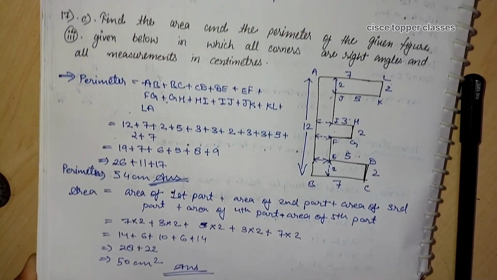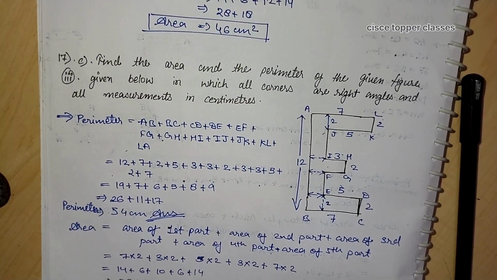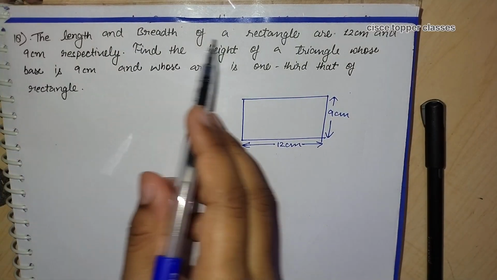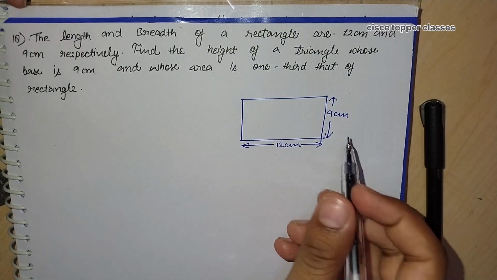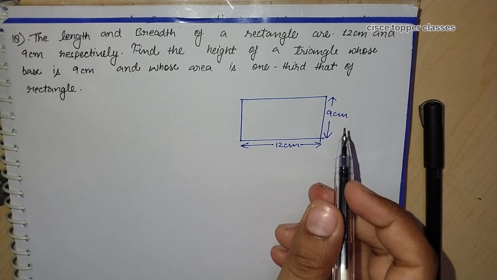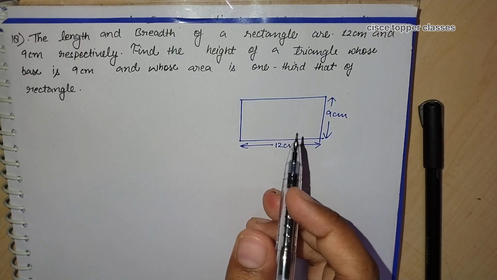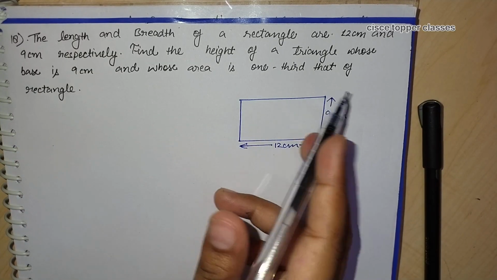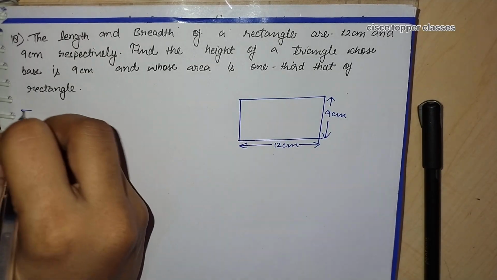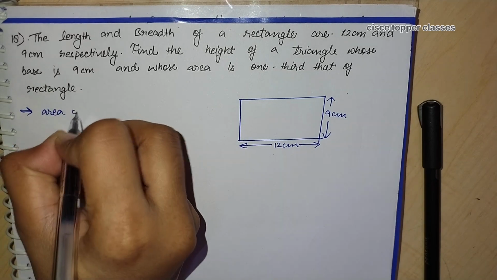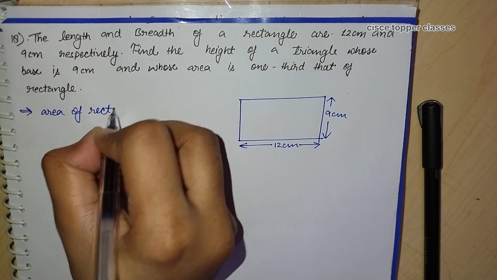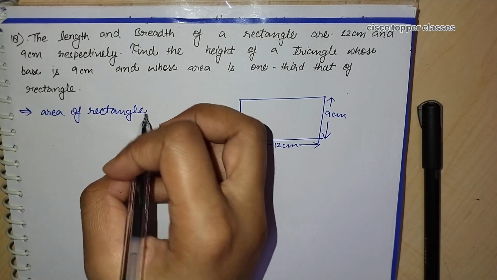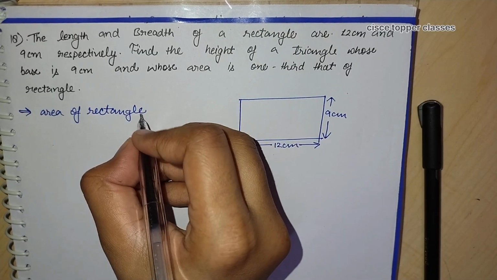And this is the solution of the 17th third part. Let us solve here 18 question. The length and the breadth of a rectangle are 12 centimeter and 9 centimeter respectively. We have to find the height of a triangle whose base is 9 centimeter and whose area is one third that of rectangle. So here firstly we will find the area of rectangle here, so that we can find the height of a triangle.